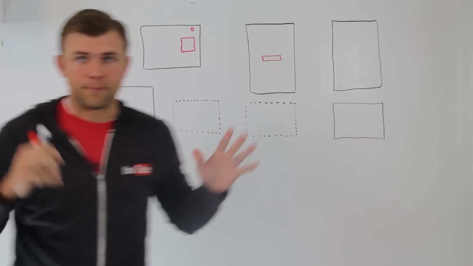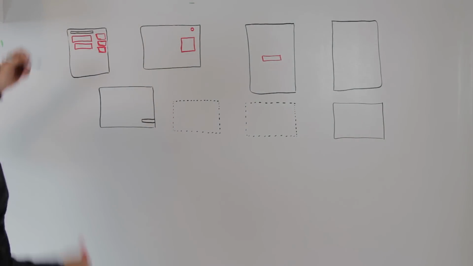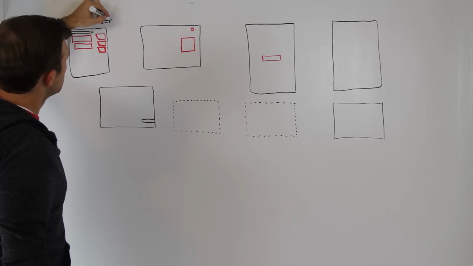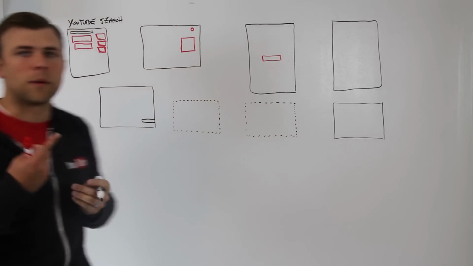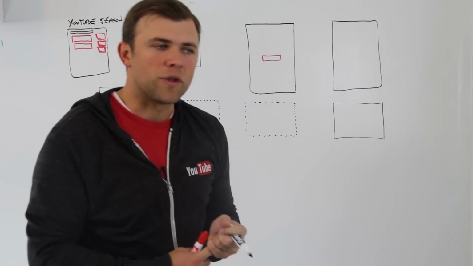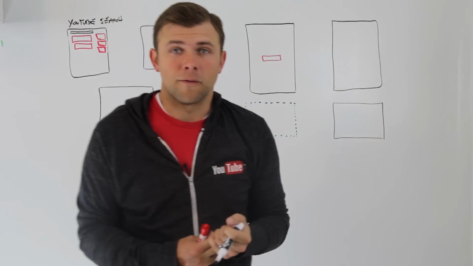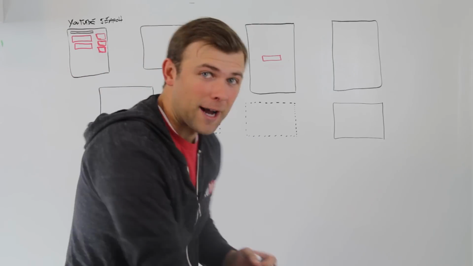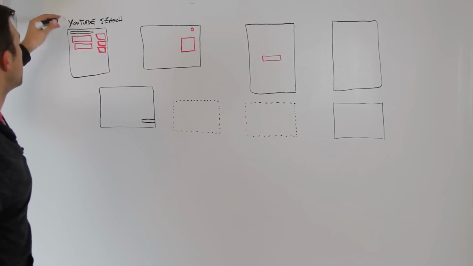So let's start at the beginning. Here you have YouTube search, right? People go on YouTube for a couple of things. They want to be entertained, or they have a problem that they're looking to solve. If your product or service solves a problem, this is good for you, right? So people go and search for videos.